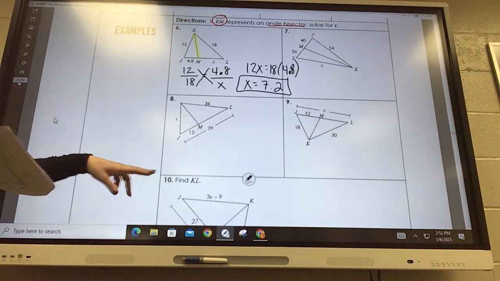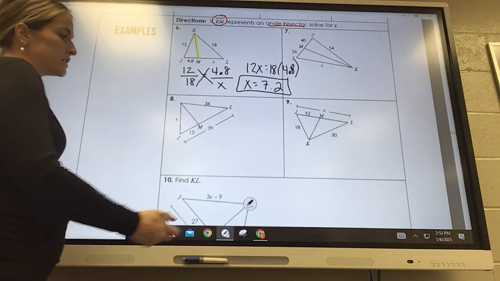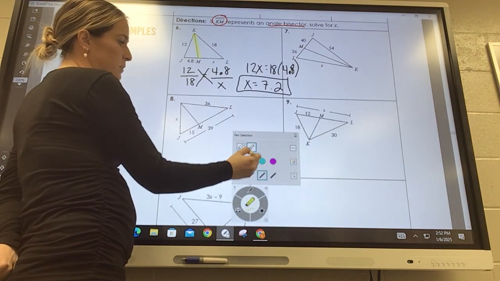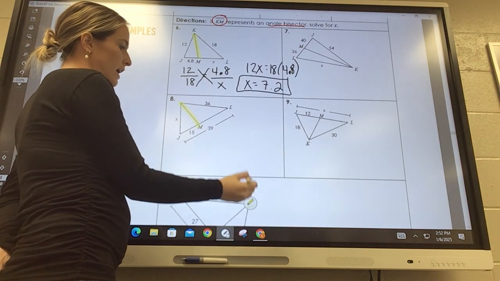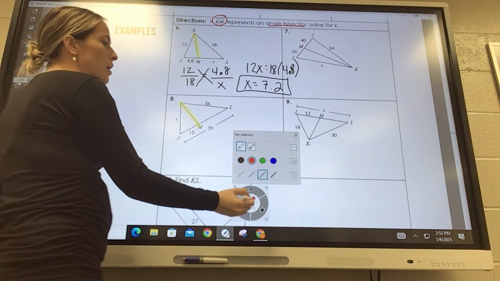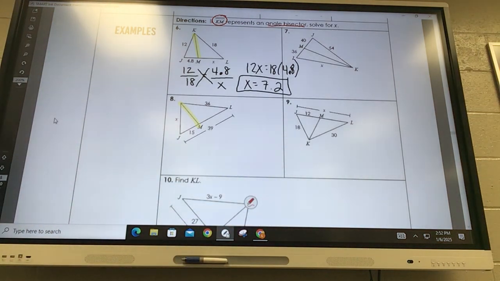Number 8 is a little bit different. Yes, I still have my angle bisector just because it told me in my directions that KM is my angle bisector. But what piece do I need that I don't have from the previous problems?